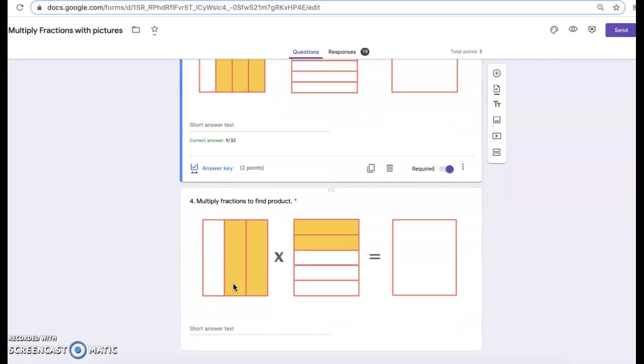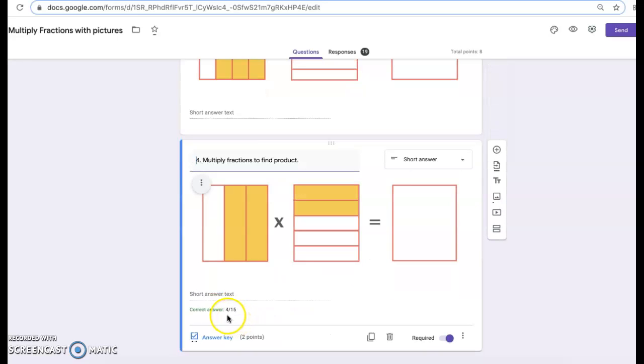Finally, your last problem, we have 1/3 times 2/5. So I multiply 2 times 2, and I get 4. And I multiply 3 times 5, and I get 15. So your answer is going to be 4/15. You're going to type that answer just like that in your box.